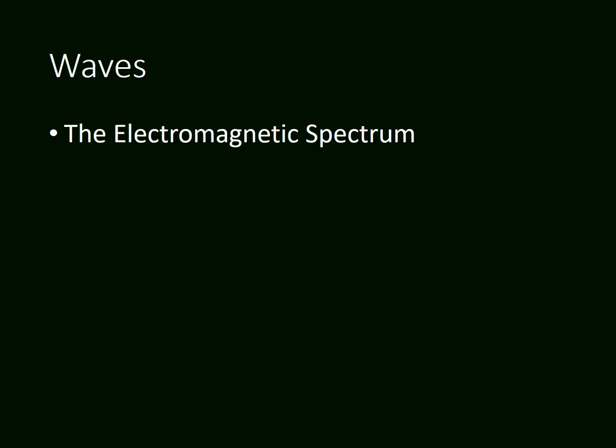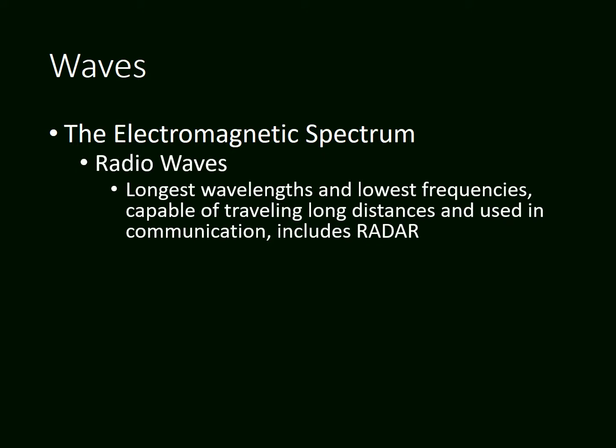The electromagnetic spectrum is where you take all of the possible wavelengths and frequencies of light and arrange them in order from longest to shortest. So when we put our electromagnetic spectrum in order from longest to shortest wavelength, our longest wavelengths, lowest frequencies, those are our radio waves.